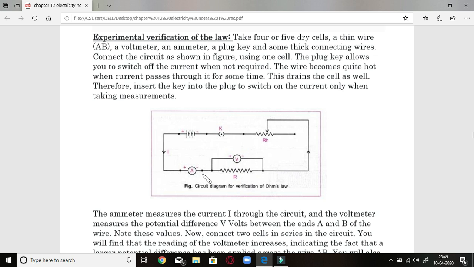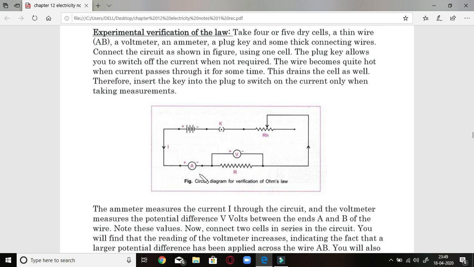So this means that it increases linearly. As the value of current increases, so does the value of the potential difference. So potential difference really causes a difference in the quantity of current through it.